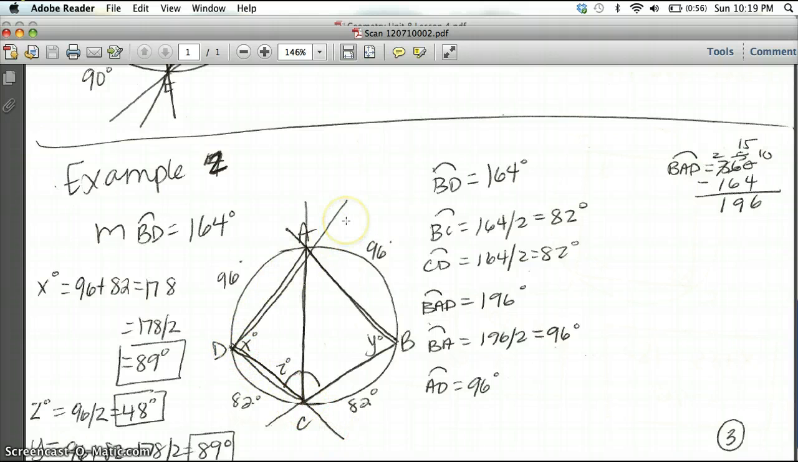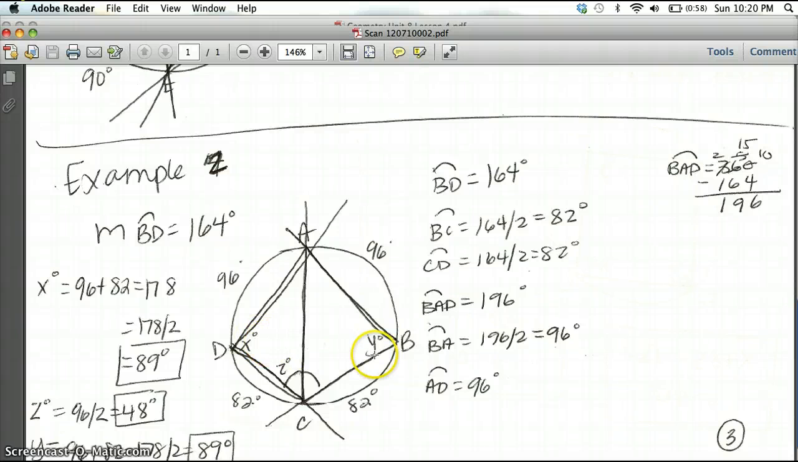Now let's look at our inscribed angle. If you notice, x degrees has its vertex on the circle, so it's an inscribed angle. I want to see where my arc is. My arc goes from A, B to C. Now remember, we changed this. It shouldn't be 96, it should be 98 degrees. So I add 98 plus 82 and get 180 degrees. So x degrees is 180 divided by 2, which is 90 degrees.